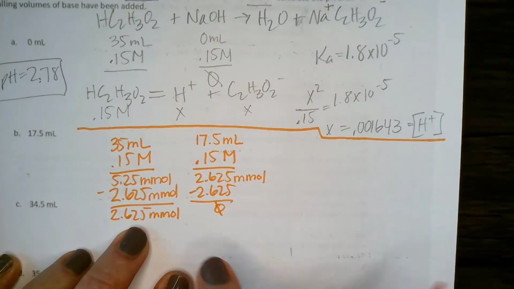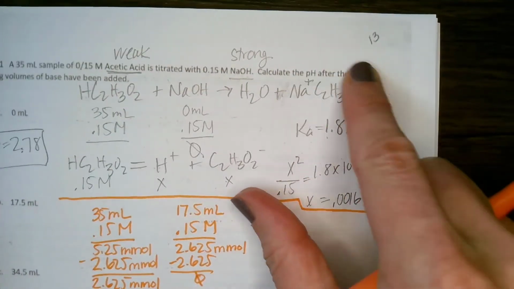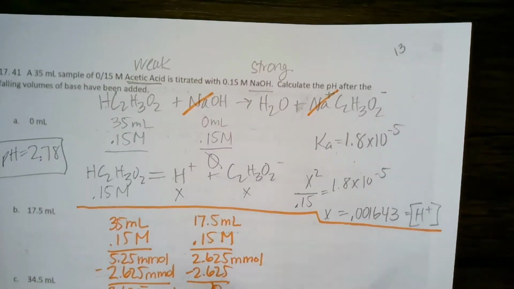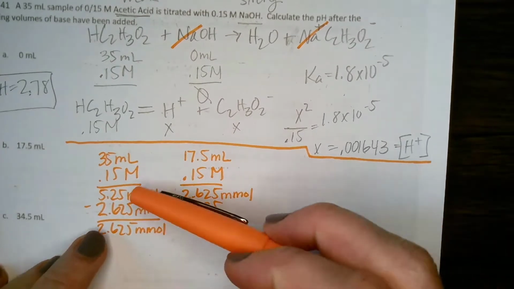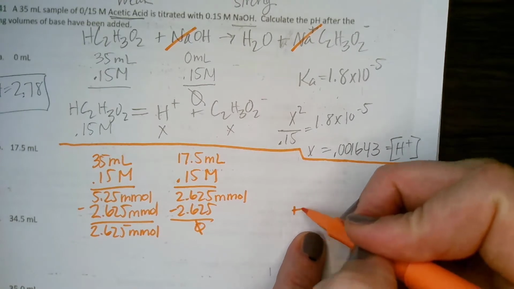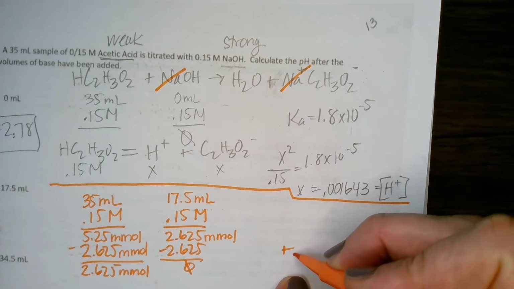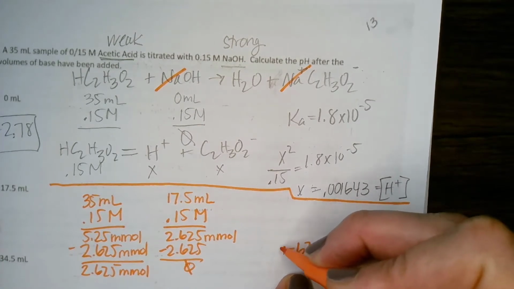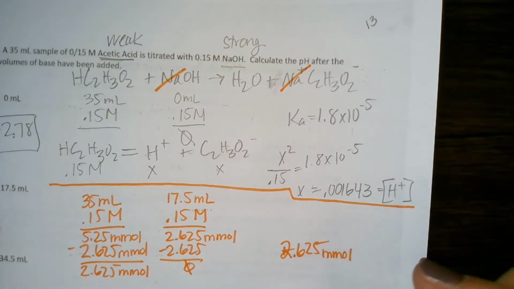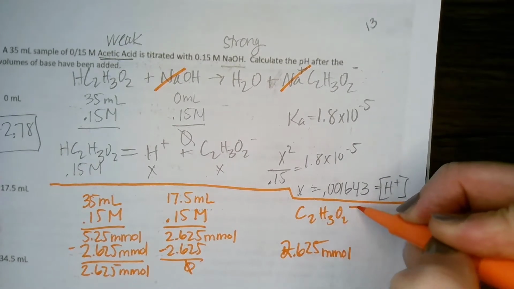But remember, we know that acetic acid is going to form this conjugate base over on the right side. We know that Na is just a spectator ion. We can cross that off, right? We know that if I'm losing reactants, I am also gaining, under my acetate ion column, 2.625 millimoles of my base, my acetate. I'll write it up here, C2H3O2.